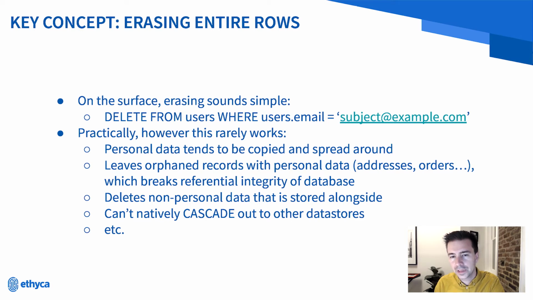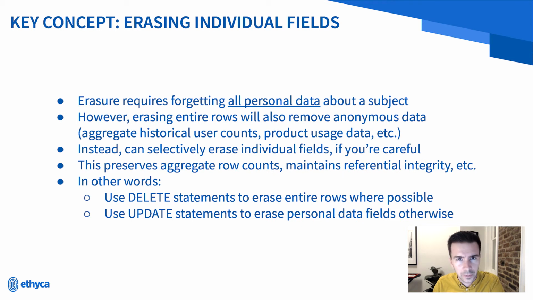Now, also, if you delete entire rows like this, you'll often be removing non-personal data as well that was related and stored together. And while you'll note that in theory, you could do a cascade delete in a single database, there's not really an equivalent for this to cascade across multiple interconnected systems, like our connected warehouse, for example. So because of all this, personal data erasure tends to be an application level concern that requires a lot of custom engineering.